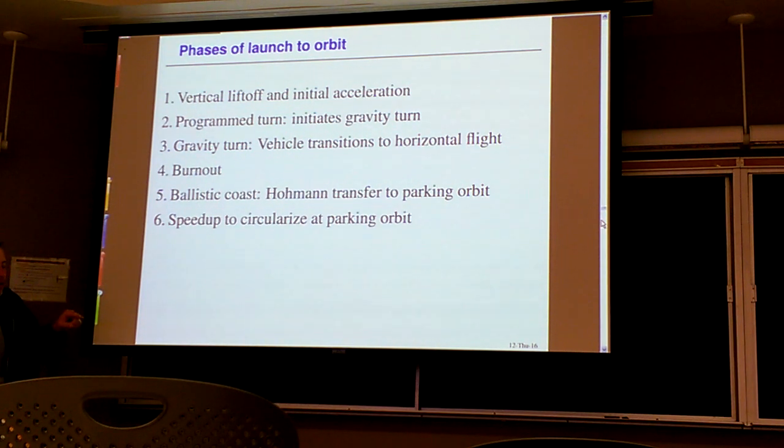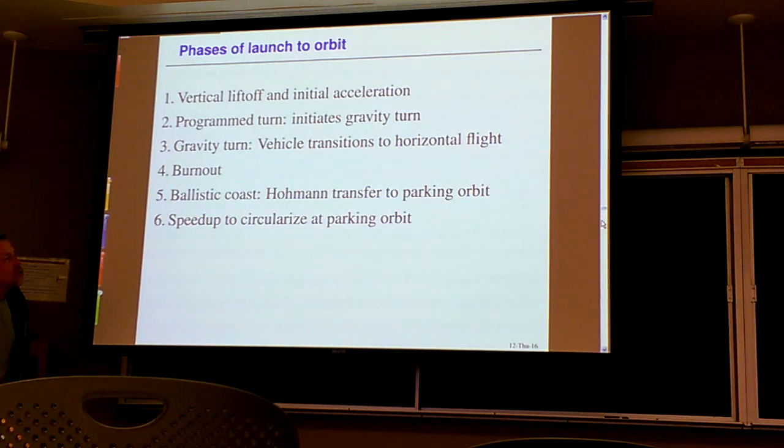That might get you, if you had a pretty good specific impulse and really light structure, lighter than you can make now, up to the tangent of a parking orbit. But you would still need to carry along as part of your payload another smaller engine to speed up at the parking orbit. So minimally, you have to have three stages.